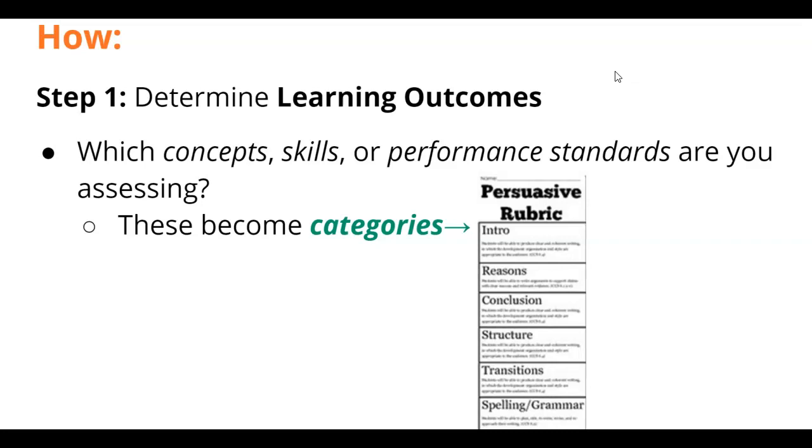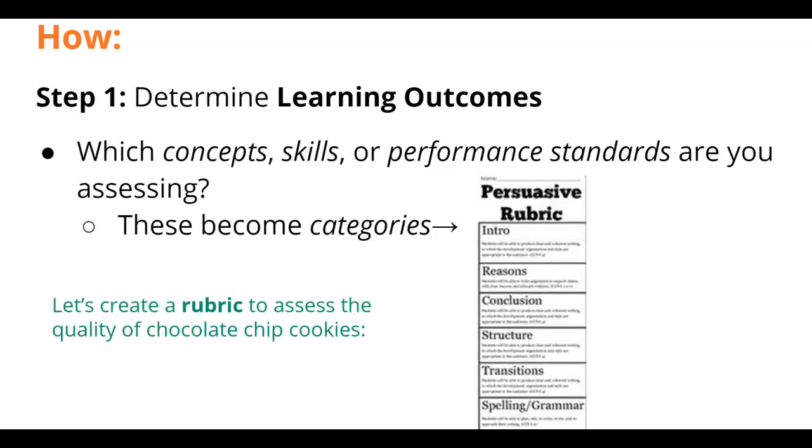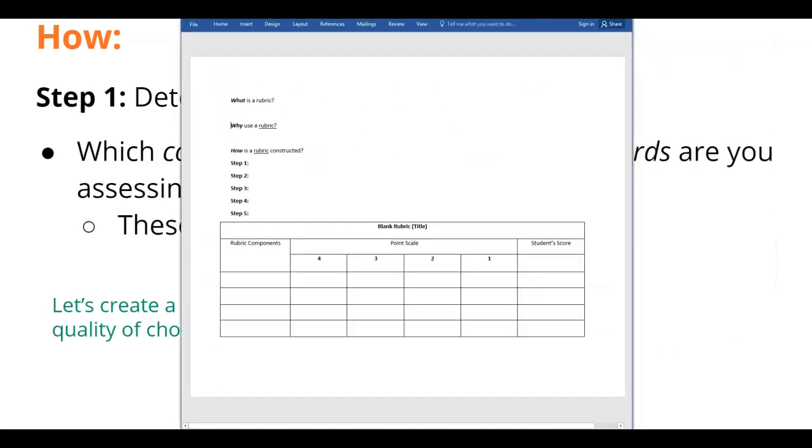So our first step will be to determine if we're going to create a rubric, and this is what I'd like to do today, is to create a rubric to assess the quality of chocolate chip cookies. Now you have that rubric right in front of you, and you can certainly fill this in any way that you choose. You don't have to necessarily follow my components and my criteria and my performance descriptors. But if you just like to mirror what I'm doing, that's perfectly fine for today.